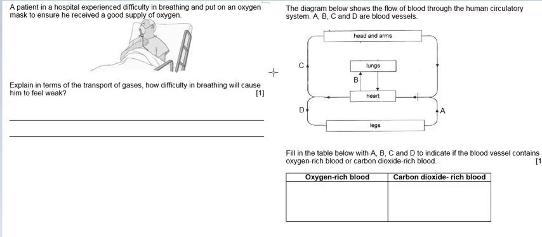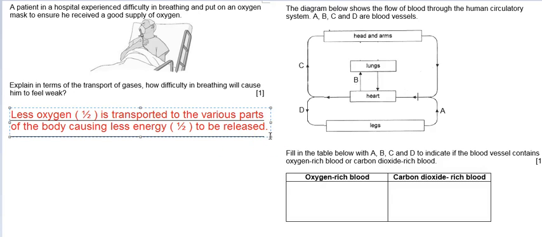Okay, but when we have difficulty breathing, our lungs find it difficult to absorb oxygen, and therefore, when there's no oxygen being given to the parts of our body where the digested food is, energy can't be released, and we will feel weak. So the answer to this is very easy. Less oxygen will be transported to the various parts of the body, causing less energy to be released from the digested food.